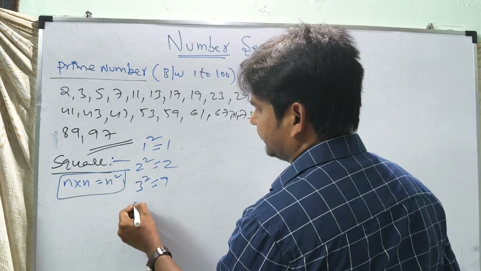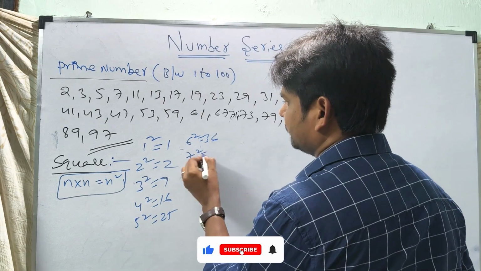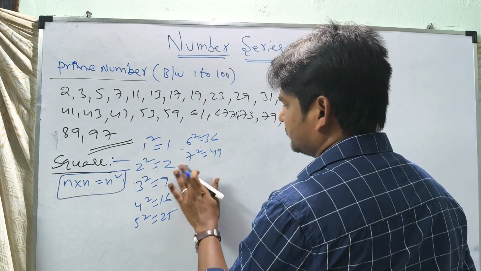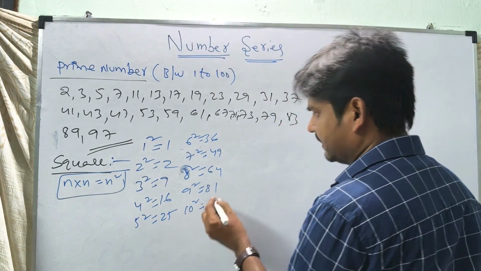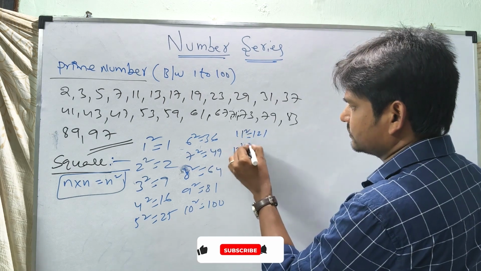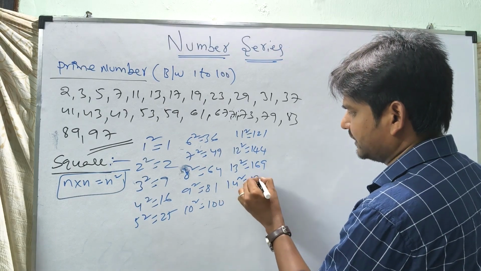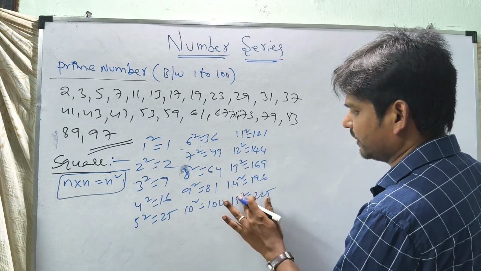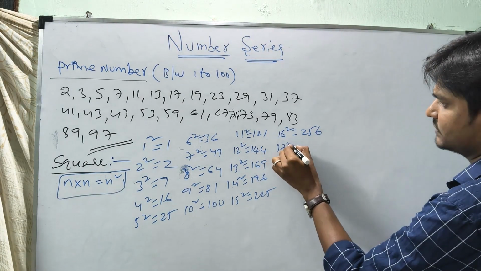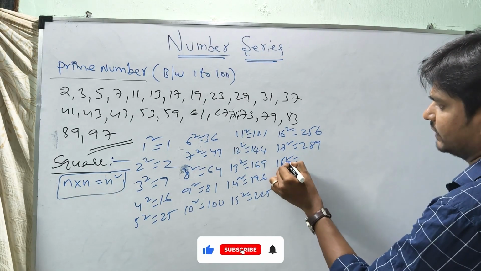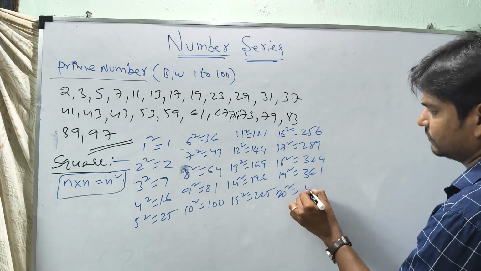3 square 9, 4 square 16, 5 square 25, 6 square 36, 7 square 49, 8 square 64, 9 square 81, 10 square 100, 11 square 121, 12 square 144, 13 square 169, 14 square 196, 15 square 225, 16 square 256, 17 square 289, 18 square 324, 19 square 361, 20 square 400.